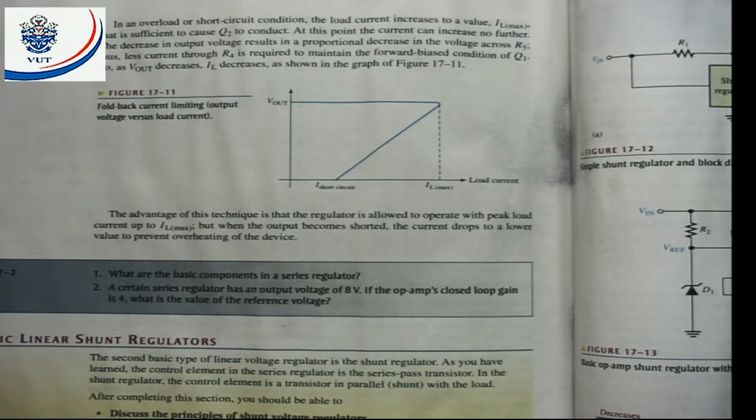The advantage of this technique is that the regulator is allowed to operate with peak load current up to IL max, but when the output becomes shorted, the current drops to a lower value to prevent overheating of the device. Something else I want to point out on the series regulators.